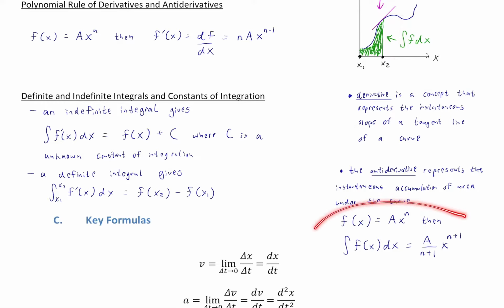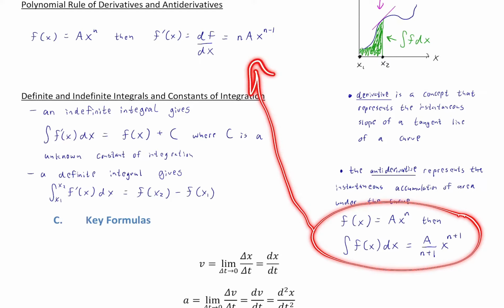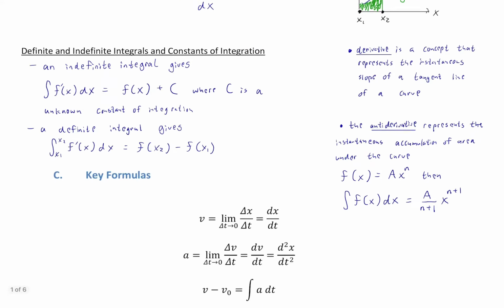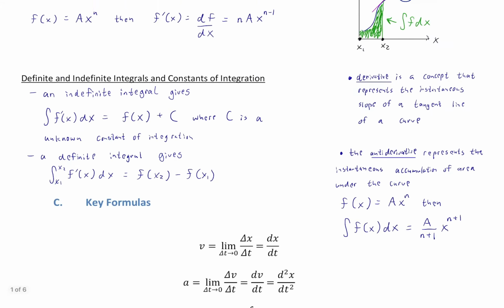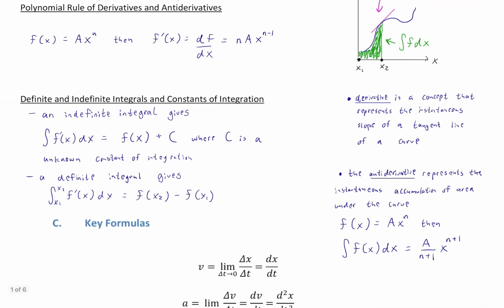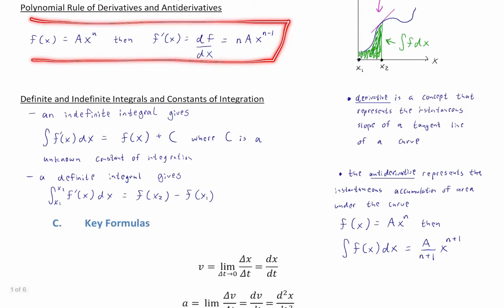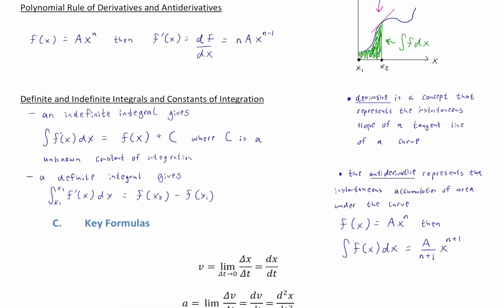And then this right here is actually the idea of antiderivatives. It got moved down here, so I apologize for that. But this is just a quick reminder of the polynomial rule. So here I showed how to take derivatives with polynomials, right? Where we just put the power in front, and then we reduce the power by 1.